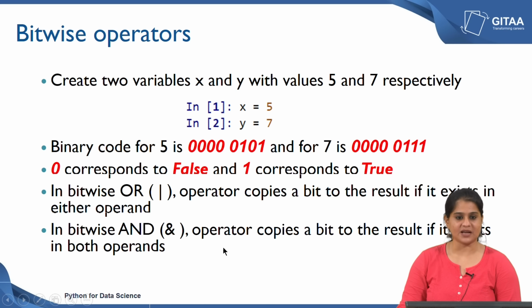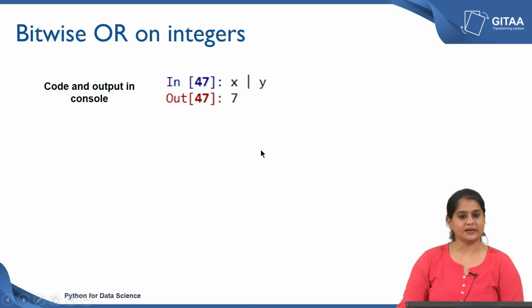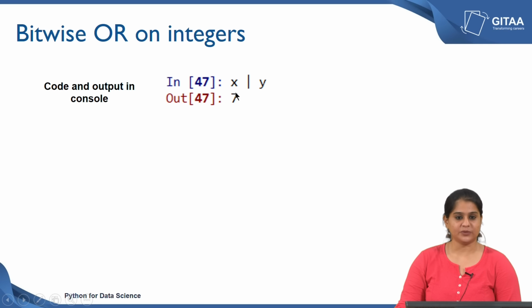So, let us take an example and see what these two statements mean. Now, I am going to be illustrating a bitwise OR on integers. I am using the bitwise OR operator, which is a pipe symbol between x and y. x and y are my operands.